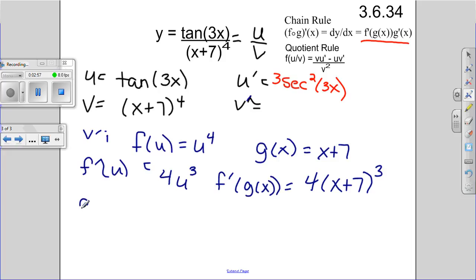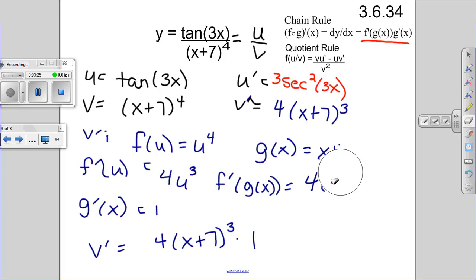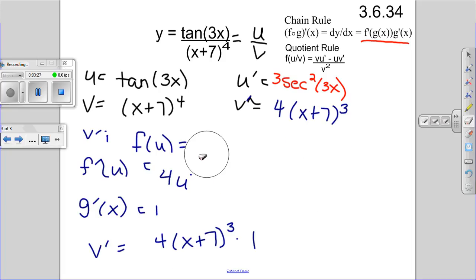So now we need to find our g prime of x, which is simply the derivative of g of x, which in this case is 1. So we know that v prime is equal to f prime of g of x, which is 4 (x plus 7) to the third, times g prime of x, which is 1. So I'm going to write that up here. 4 (x plus 7) to the third. And now I'm going to erase all this work.